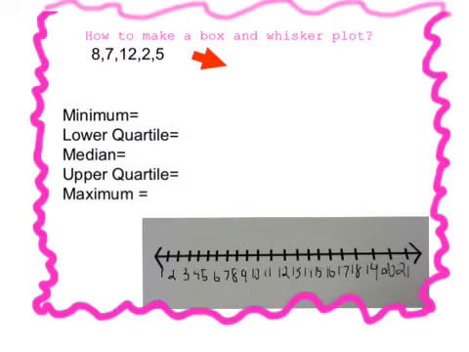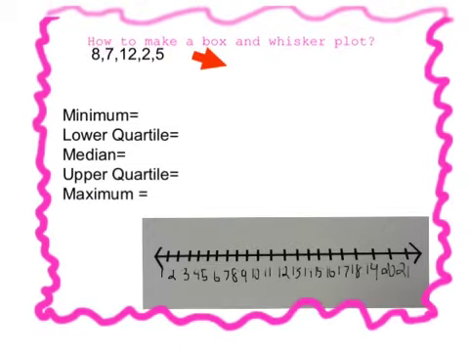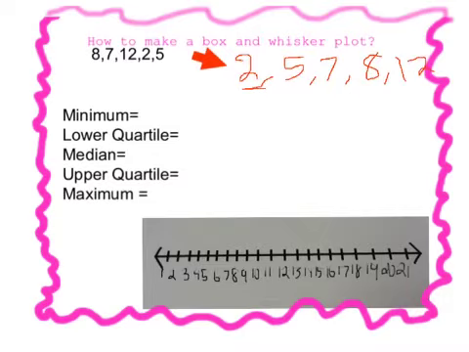How do you make a box and whisker plot? First, you order the numbers from least to greatest. The numbers in order are 2, 5, 7, 8, and 12. Secondly, find the minimum of the numbers, which is 2. Thirdly, find the maximum, which in this case is 12.